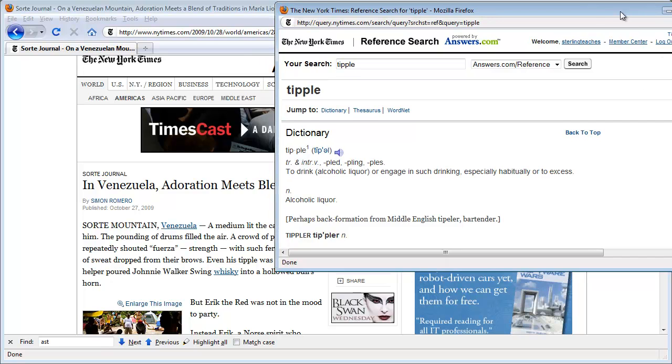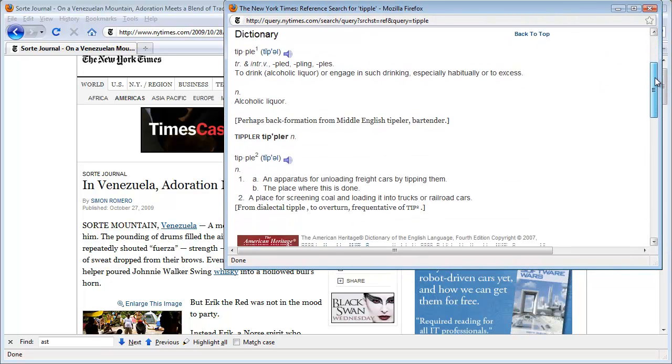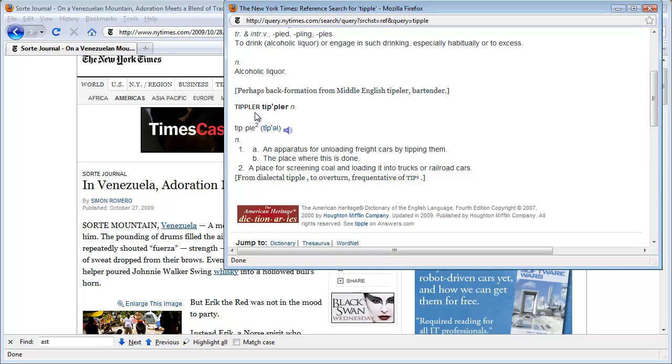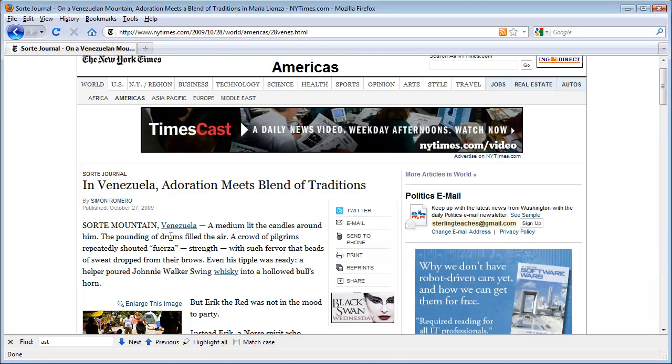I can also scroll down and find out if there's more definitions that are used. For example, a tipple is also an apparatus for unloading freight cars by tipping them. Now, looking up the words is one way to at least understand what the article is talking about.